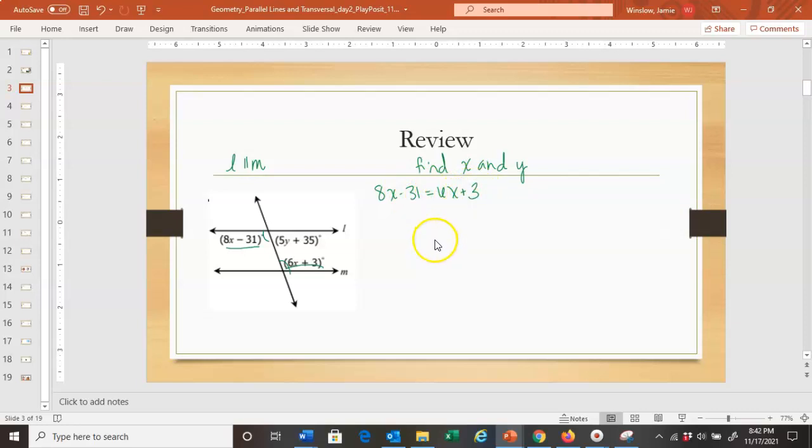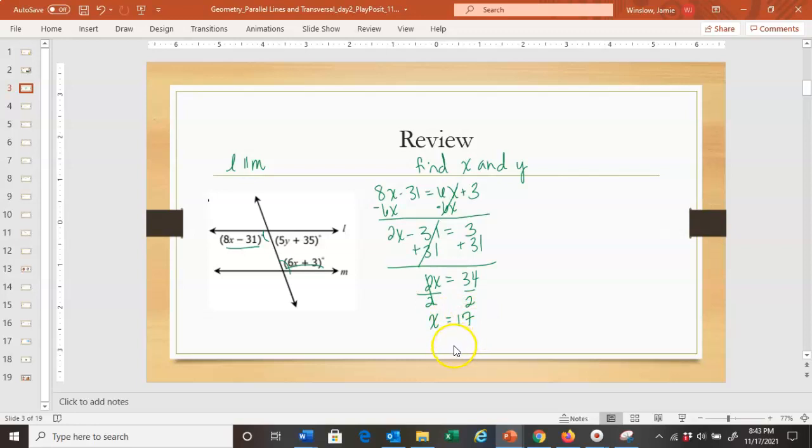And here's where we use our algebra skills, right? We're going to combine like terms. So let's get all the x's together. I'll move the 6x over to combine with the 8x. That's 2x minus 31 equals 3. And now we'll move that negative 31 over by adding it. And we get 2x equals 34. Last step is to divide by 2. And x is 17. Yeah, x is 17.